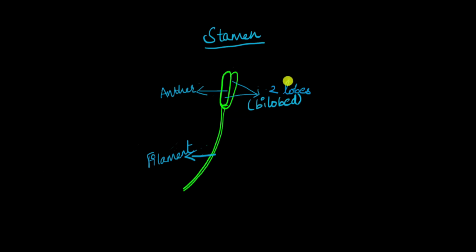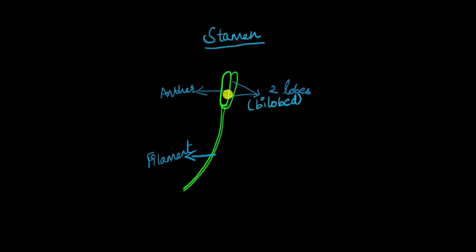So this is how a typical stamen of an angiosperm looks like. There is the anther and the filament. The filament is a stalk-like structure that attaches the stamen to the flower. Now the anther is an oblong structure. So these oblong structures that you see here, they make up the anther, and these oblong structures are called lobes.